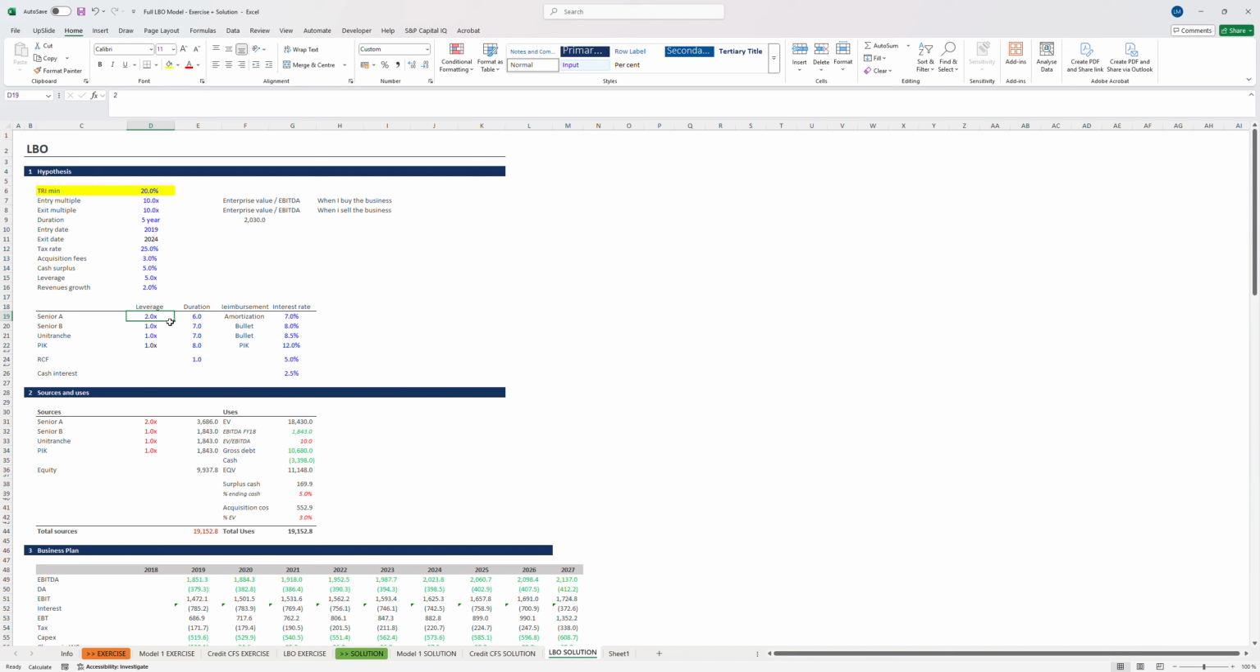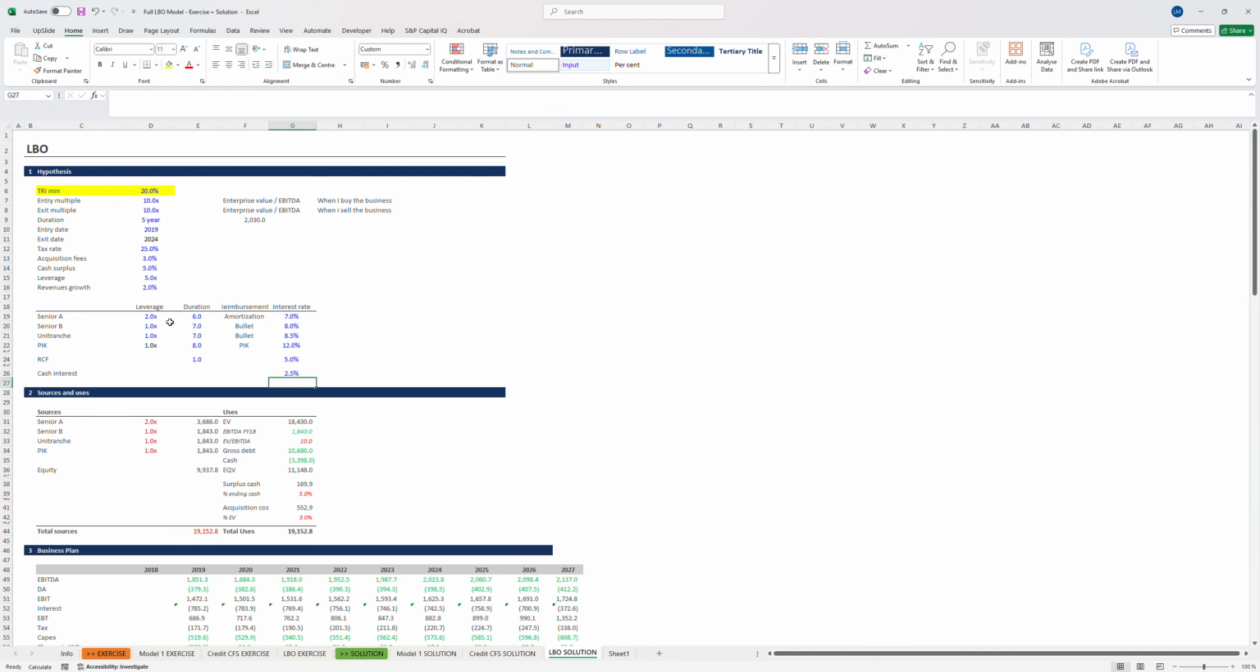I'm going to tell you you have a senior A. A is for amortized, because it's the first one, it's amortized. So basically you have to amortize the debt along the duration, so 6 years with 2 times EBITDA leverage and a 7% interest rate. You have a senior B, which is bullet, so it's an in fine reimbursement, the same with your unitranche, and then you have PIK, and then your revolver credit facilities and some cash interest.